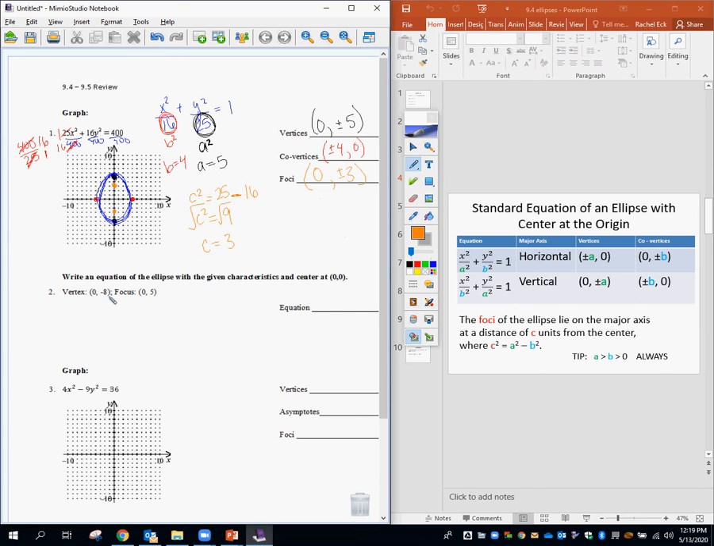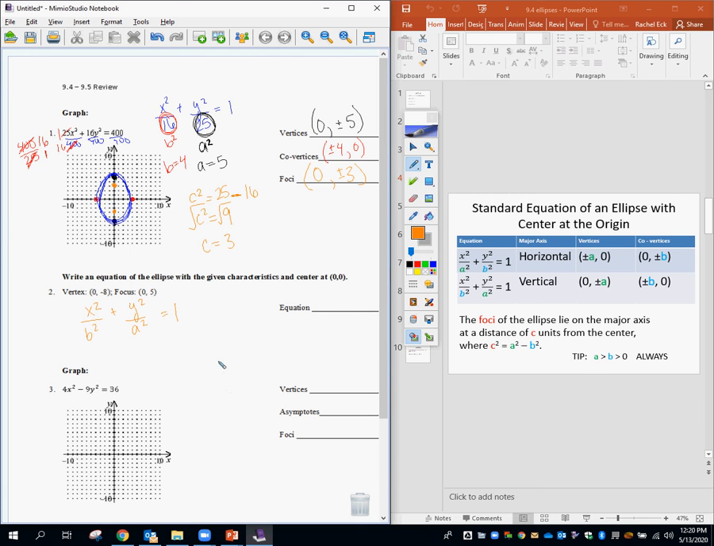Okay, and another ellipse question might say write the equation if its center is at 0, 0, given these characteristics. So the vertex is at 0, comma, -8, and the focus is at 0, comma, 5. Given that information, let's look at the vertex. If 0 comes first and then a number, I know I'm in a vertical ellipse. So it's going to look like the x squared plus the y squared equals 1, but b squared comes first and a squared comes second.